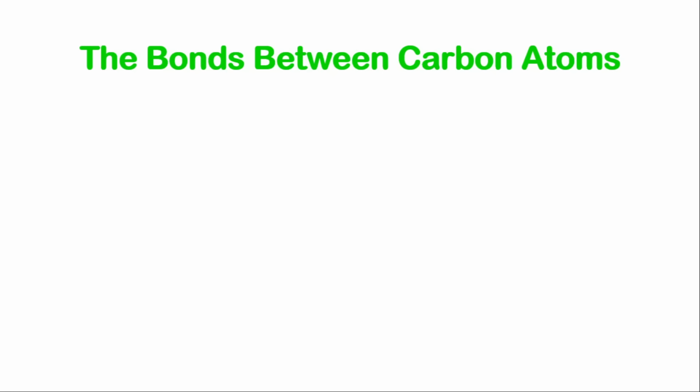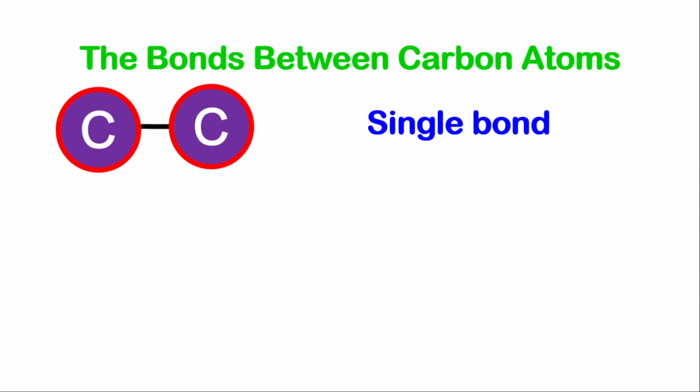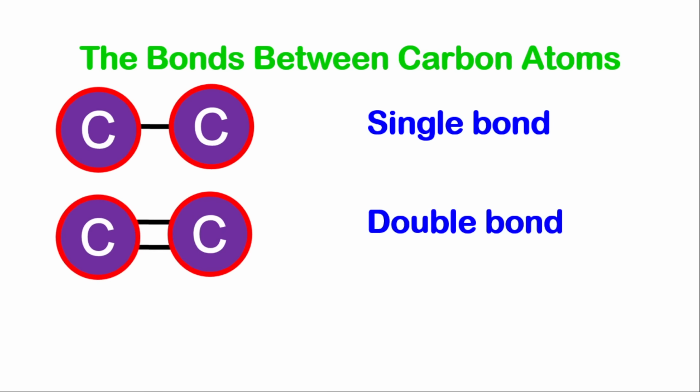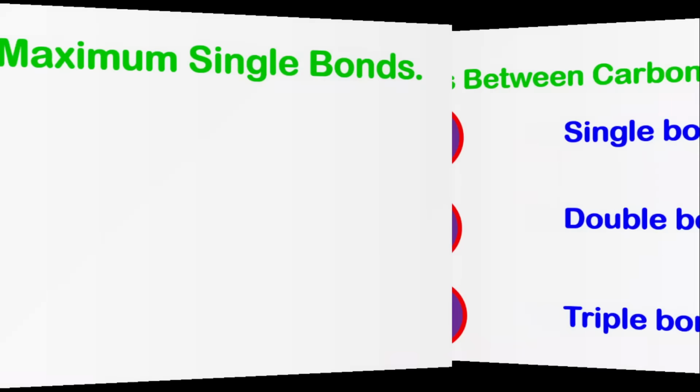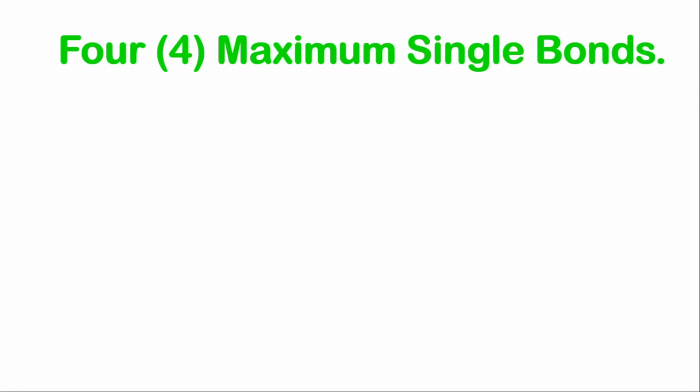Right. Now, the bond between carbon atoms: carbon can form a single bond, double bond, or triple bond with itself, right? So carbon can form those 3 types of bonds with itself. So it's very unique. All right, again, to understand this, there must be 4 maximum single bonds around any given carbon in any given compound, no matter what compound it is. There has to be a total of 4 single bonds for each carbon. When I say a total of 4 single bonds, it could be in any combination.